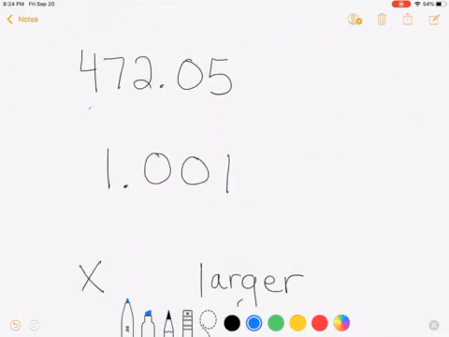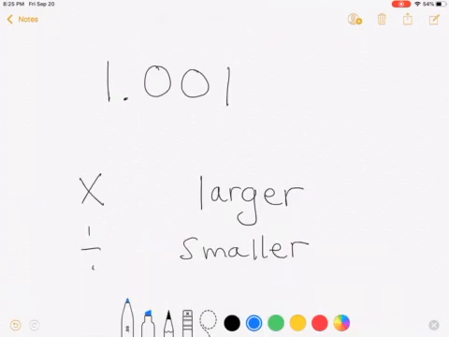This number we read as 472 and 5/100ths. So we didn't need to say 0, 5. Just read this like a regular number right here, but then read the place value. So again, that's 472 and 5/100ths. We always say "and" for the decimal. And this number we can read as 1 and 1,000th.